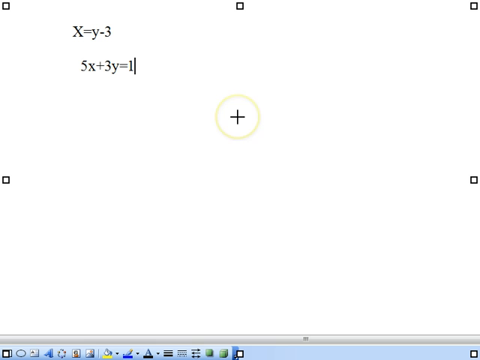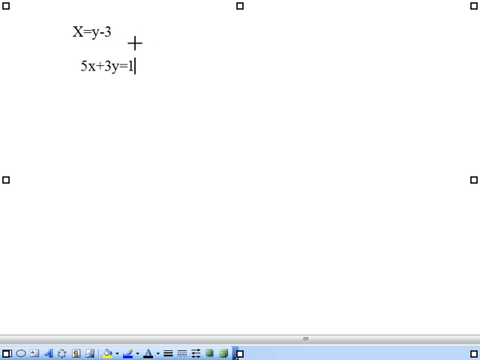Now we're going to solve systems of equations by using substitution. Okay, in the substitution method of solving systems of equations, you want to be able to get one of your equations to read where it tells you what one of the variables is equal to. So right here you have that. You have x is equal to y minus 3. So you don't have to do anything to show what any of the variables equal, because you have it. x equals y minus 3.